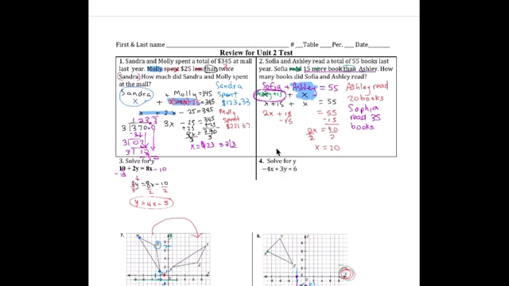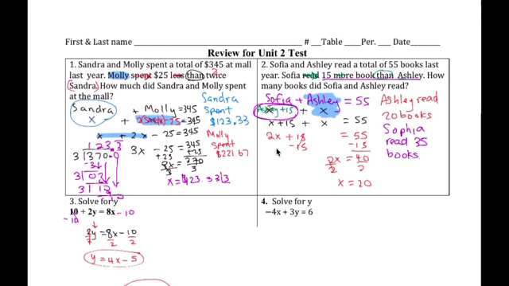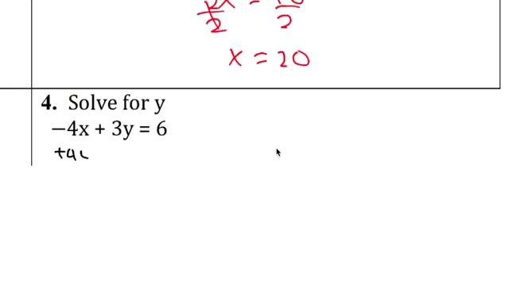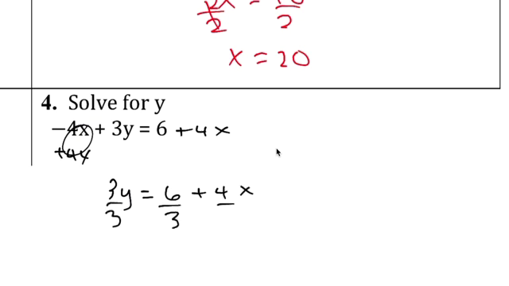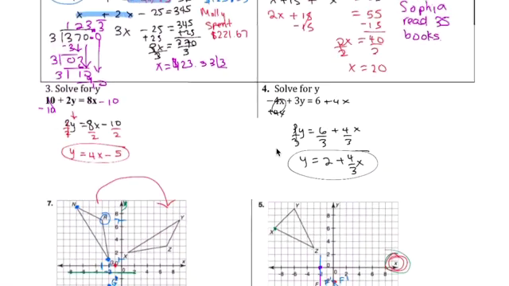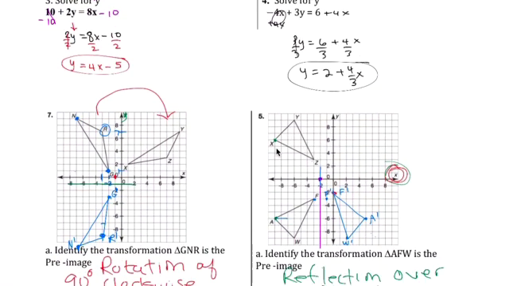Okay, we did this, and I didn't do number 4, so you add 4x to both sides. 3y equals 6 plus 4x, divide by 3, and y equals 2 plus 4 over 3 x. Leave that as a fraction. It means something later, so leave it as 4 over 3, don't make it a mixed number.